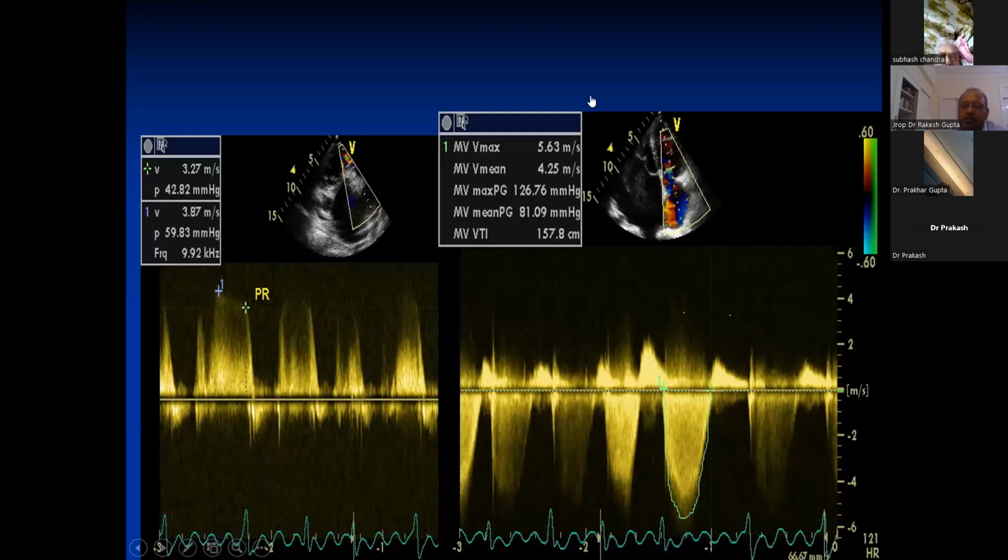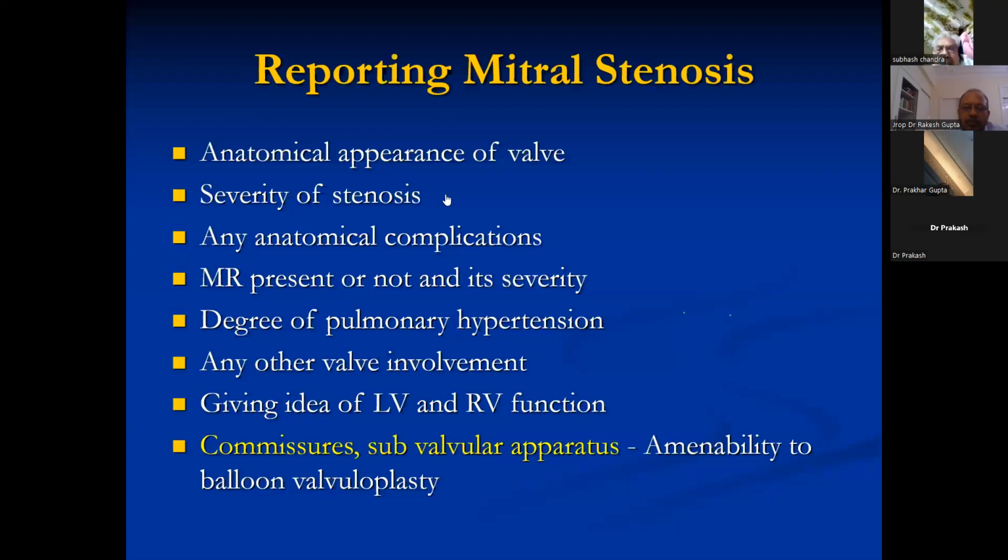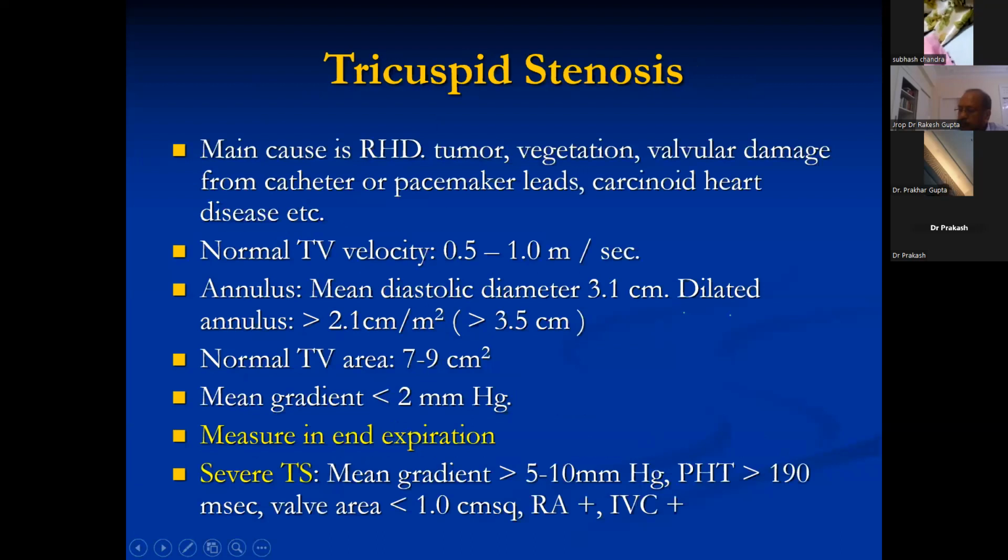So how do you report a mitral stenosis? You are not audible. Your voice is breaking. Anatomical appearance of the valve, calcific, non-calcific. Oh, the voice is getting lost now. Can you hear? Because the internet connection, they say it is stable also. But you must be having these lectures with you. Can you hear now?